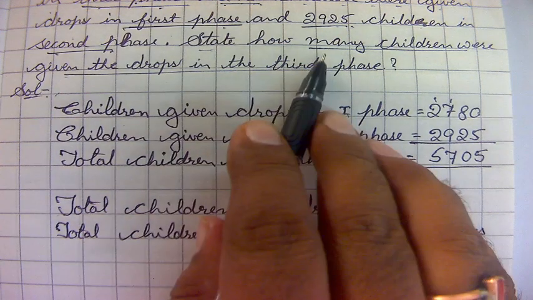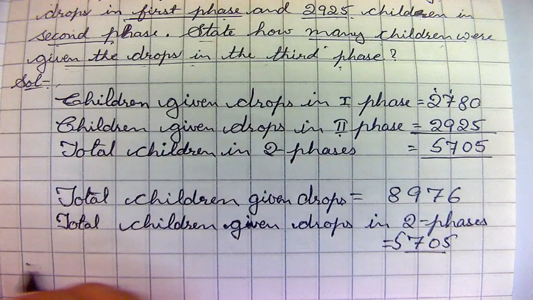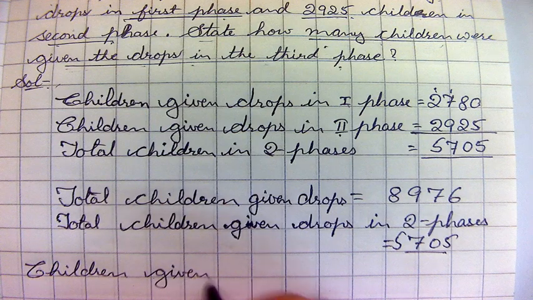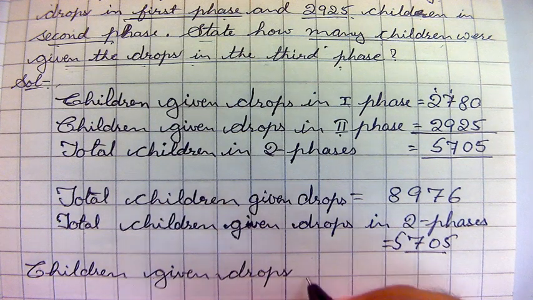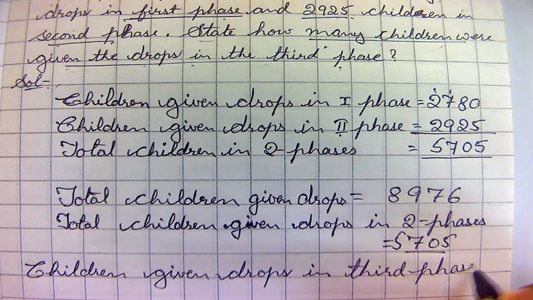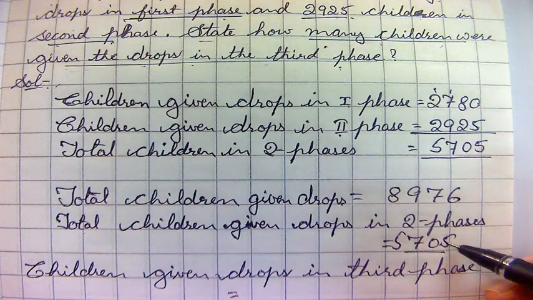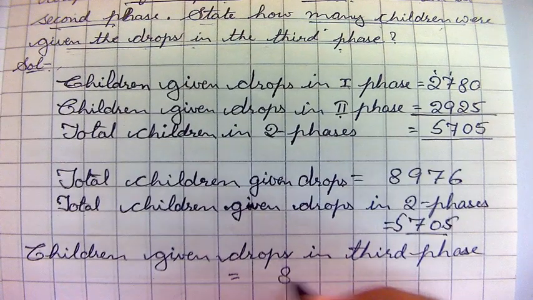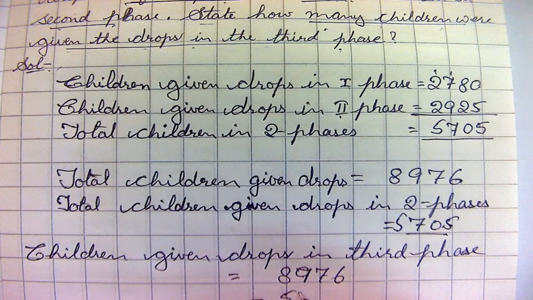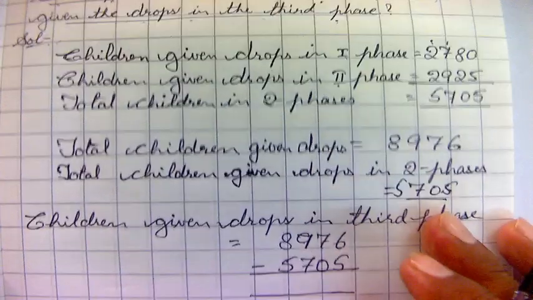Now we need to find out how many children were given the drops in third phase. So children given drops in third phase. Now how will we find out? We will find it by subtracting these 2 values. That is 8,976 minus 5,705. So subtract these 2 values.